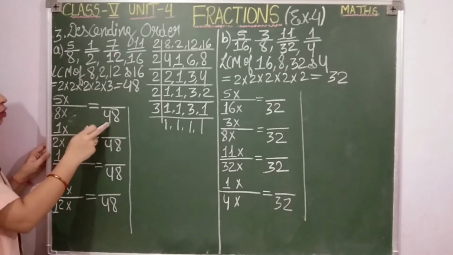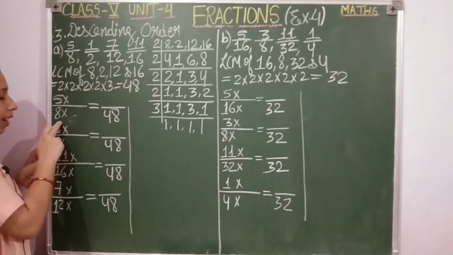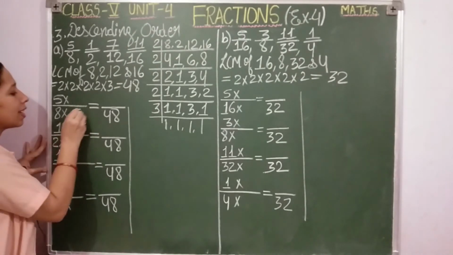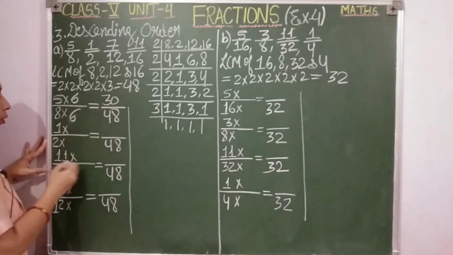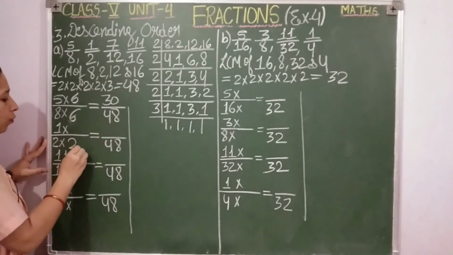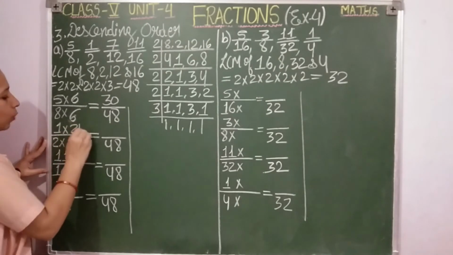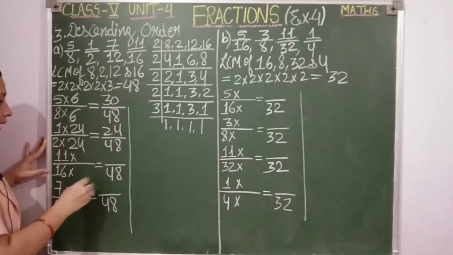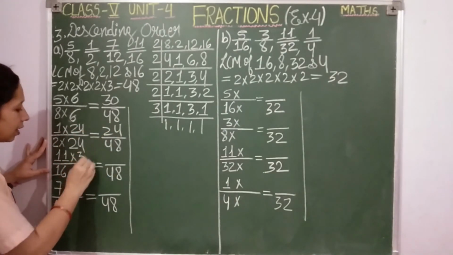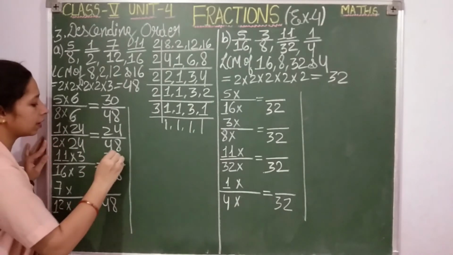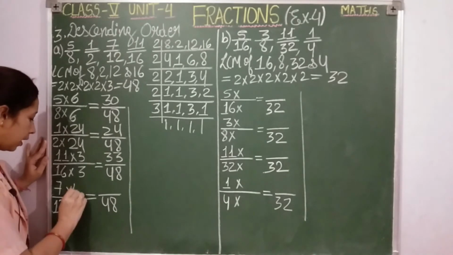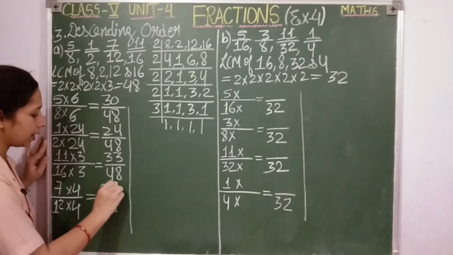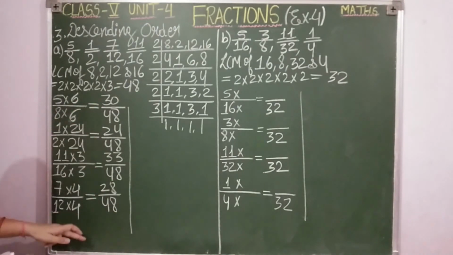See here 5 by 8, what shall I multiply with 8 to get 48, students? 8 sixes are 48. Same number with the numerator, 5 sixes are 30. Okay, then here 2 twos are 4, 2 fours are 8, again 24. Then 16 threes are 48, so 11 threes are 33. 12 fours are 48, so 7 fours are 28. Okay, now they are like fractions.